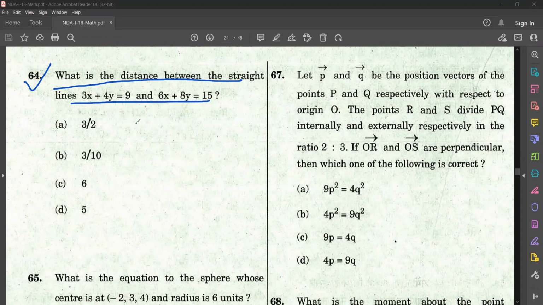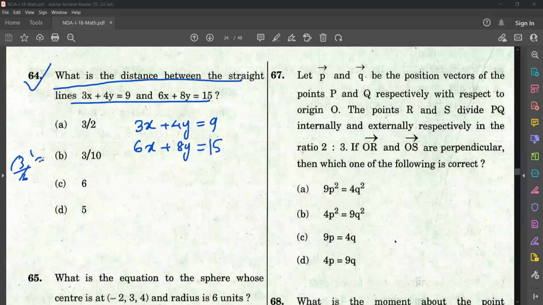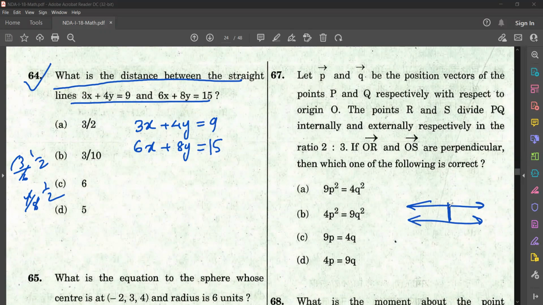Looking into these two equations, you can understand that these two lines are parallel lines, isn't it? Why? See here, this is proportional. 3 by 6, that is 1 by 2. 4 by 8, that is also 1 by 2. So these two lines are parallel lines. So for the perpendicular distance between these two parallel lines, we directly have a formula.